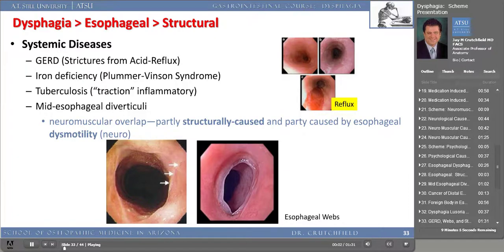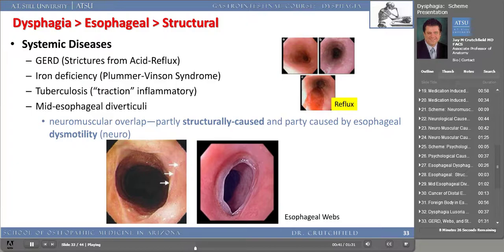What about reflux disease? Now, this is indeed very common. It is categorized under structural dysphagia because a complication of severe reflux disease is the acid bubbling into the esophagus causing strictures. Also, iron deficiency can cause an esophageal web. This is called Plummer-Vinson syndrome, and I have never knowingly seen a case of this. Tuberculosis can cause inflammation around the esophagus, leading to the formation of a diverticulum, causing a traction diverticulum. And these pictures, which we'll see later, show some mid-esophageal diverticuli.